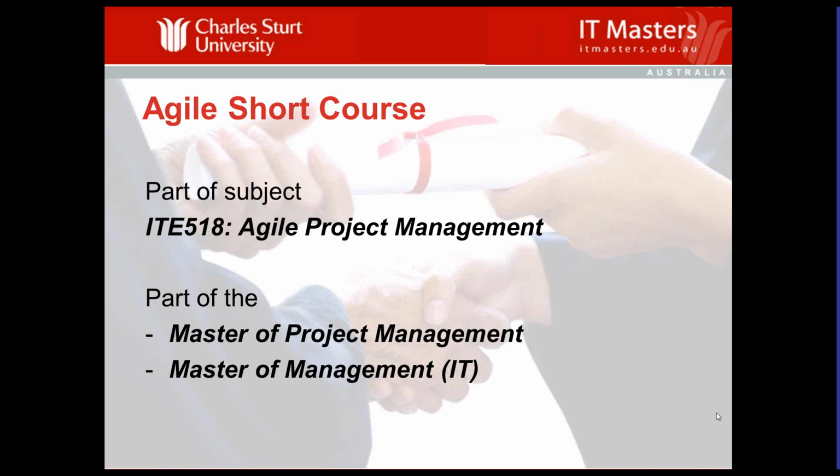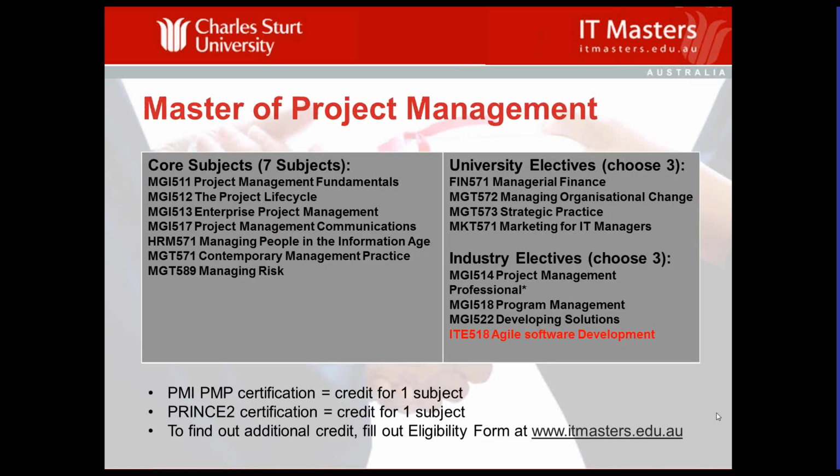So we might just move the slide over, and I want to talk briefly about the Master of Project Management, which is a course that we run and possibly of interest to some of you. A fully accredited master's degree consisting of 12 subjects. As you can see on the left of the screen, it consists of 7 core subjects as well as some electives. ITE 518, on which this short course is based, is one of the industry electives for that program.